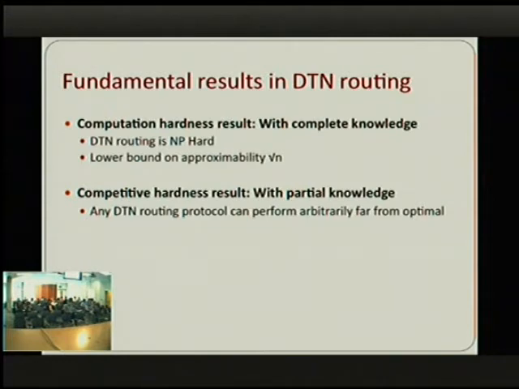The next result, and this is the more interesting result, is if you only had partial knowledge. Suppose I had global view and I knew future load, but I did not know what the future meetings were. Then we prove that any DTN routing protocol can perform arbitrarily far from optimal. In other words, if I only have partial knowledge, it's not possible to design a DTN routing protocol that performs even close to optimal. And we use a competitive hardness result analysis to do this.